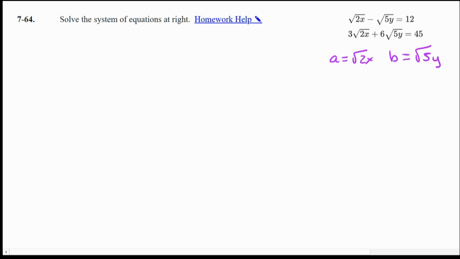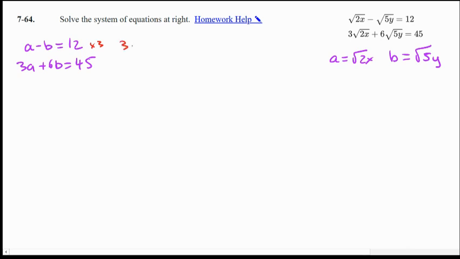So now when I rewrite this problem, it's much simpler: A minus B equals 12 and 3A plus 6B equals 45. Now that I have the simpler system of equations, it's much easier to deal with. You could use substitution or elimination, it doesn't really matter. I'm going to go ahead and use elimination.